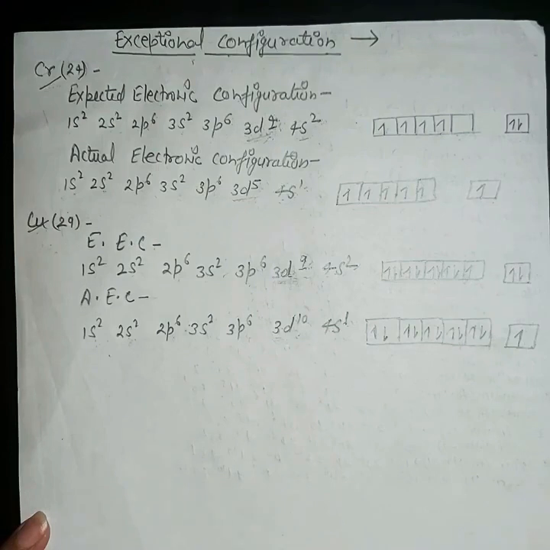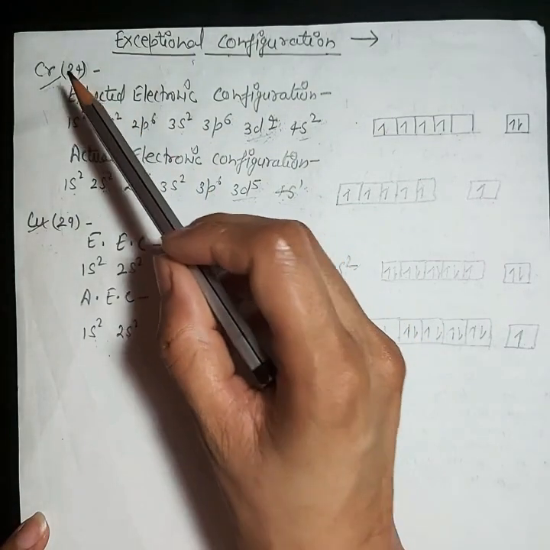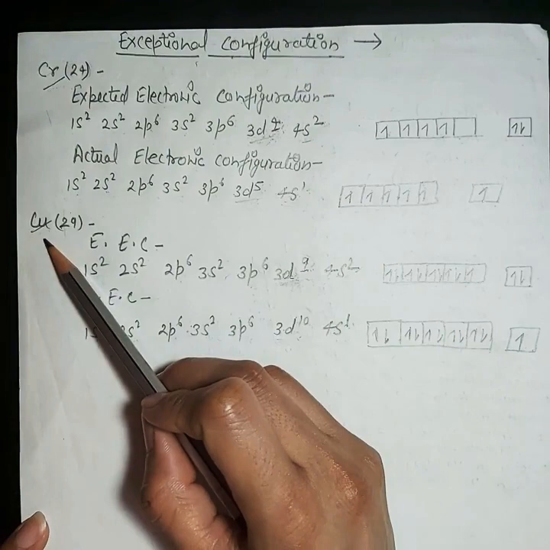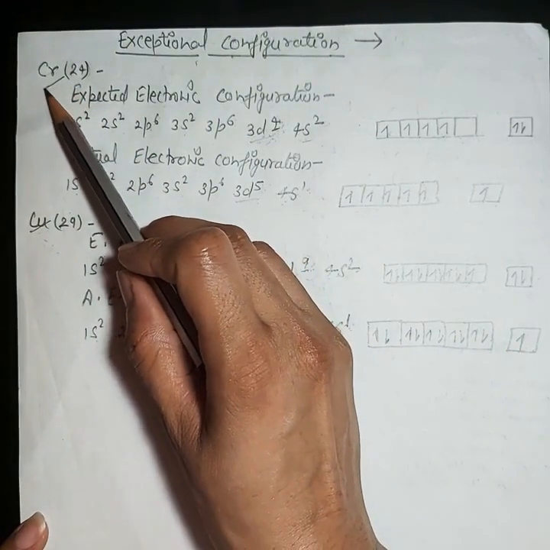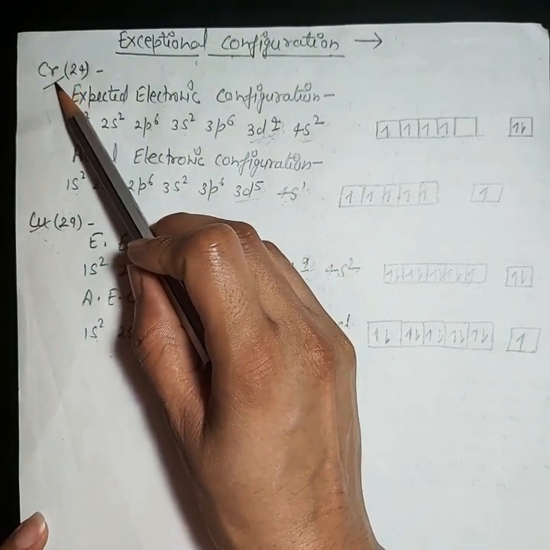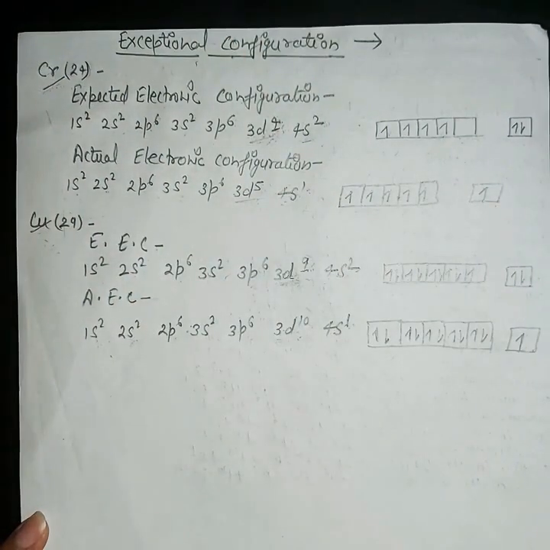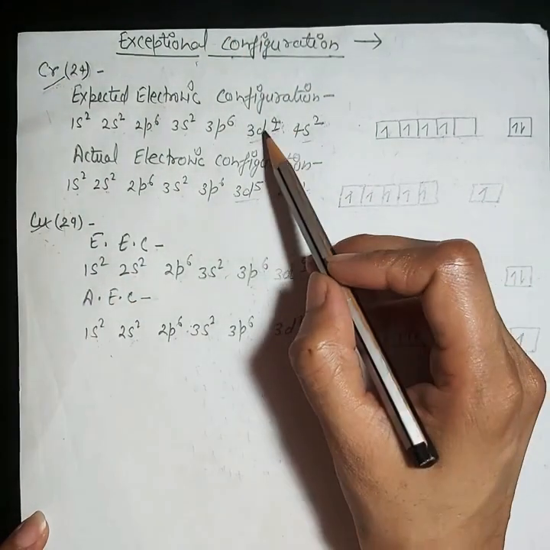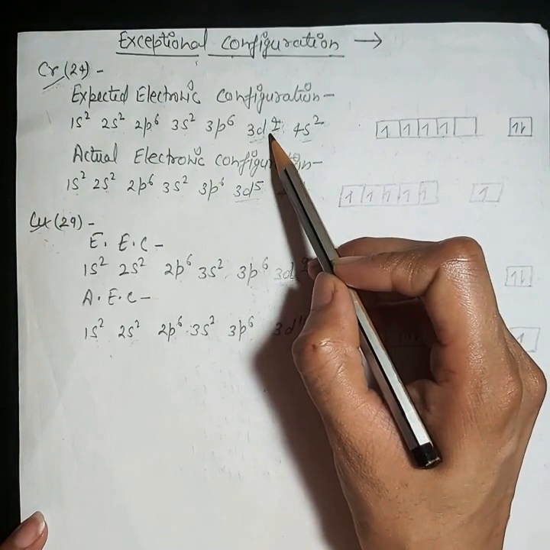Good morning dear students. In today's video we will discuss exceptional electronic configuration. I have taken two examples here, chromium and copper. If we talk about chromium, chromium comes after vanadium, and vanadium has 3 electrons in the 3d subshell.